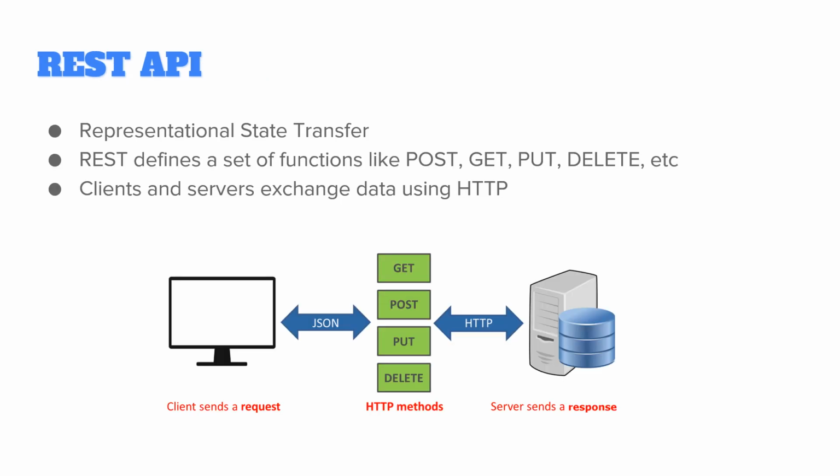Okay, so representational state transfer is a protocol for building web services that use HTTP requests to access and manipulate data. RESTful APIs use a set of standard HTTP methods like GET, POST, PUT, DELETE, etc. We can use them to perform CRUD operations, create, read, update, delete, on resources identified by URIs.